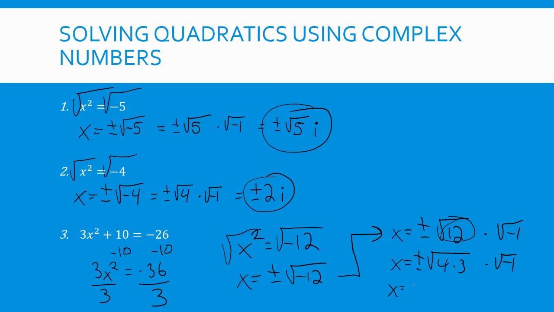Square root of 4 is 2, so pull out that 2. The square root of 3 still lives underneath that symbol, the radical symbol. This turns into an i. Boom. Plus or minus 2 root 3 i.